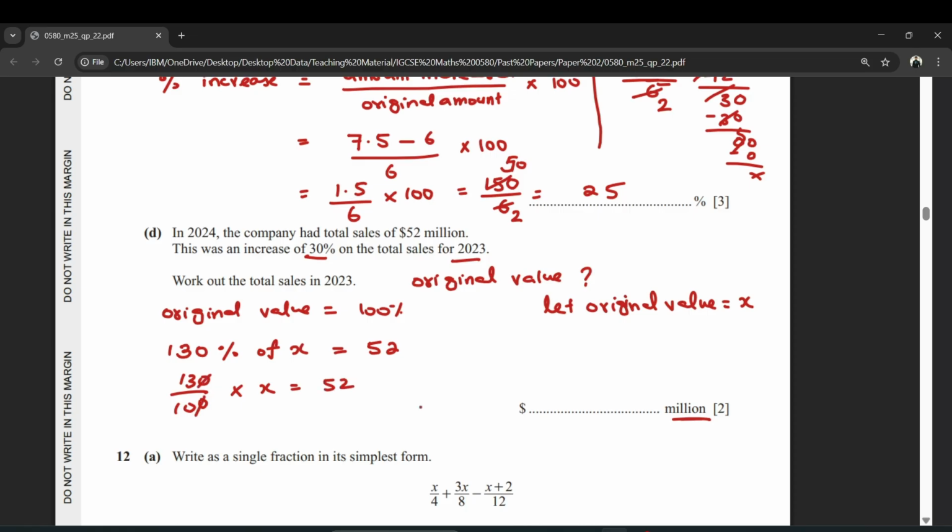I can cancel this 0. This 10 goes on the other side, and 13 is also divided on the other side, right? So this becomes 52 multiplied by 10 divided by 13. So 52 and 13, let's see, 13 times 4, because 13 times 3 is 39. So 13 times 4 will be 52, okay? So that means this becomes 1, this becomes 4, so that is 40, okay, $40 million.